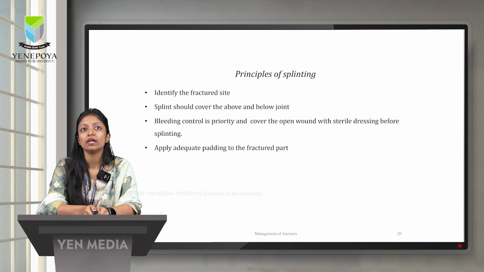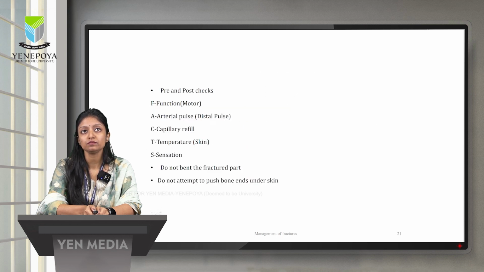Then we have to apply adequate padding on the fractured site. Adequate padding is important again so that the pressure is evenly distributed by the splinting and additional injuries do not occur due to the splinting.